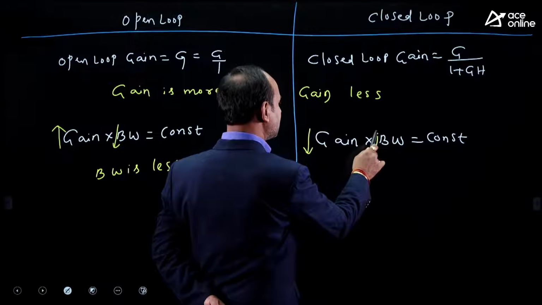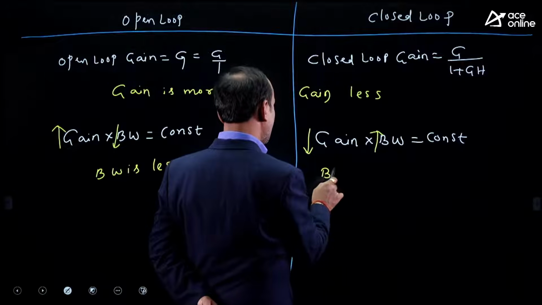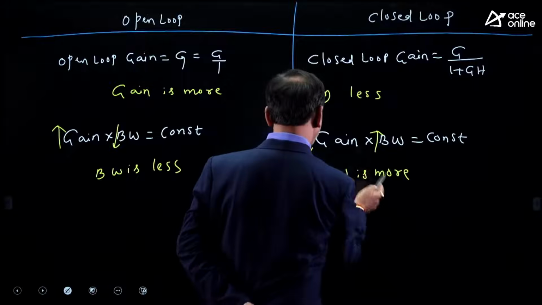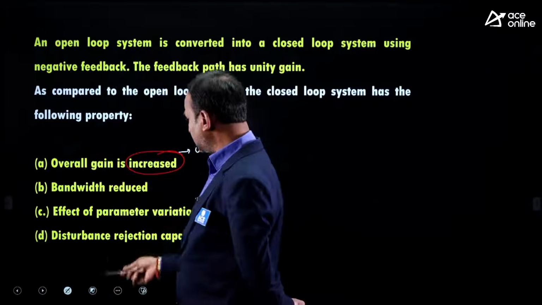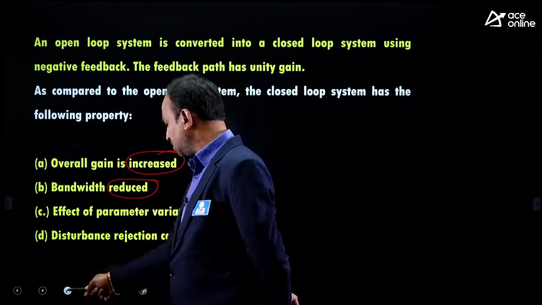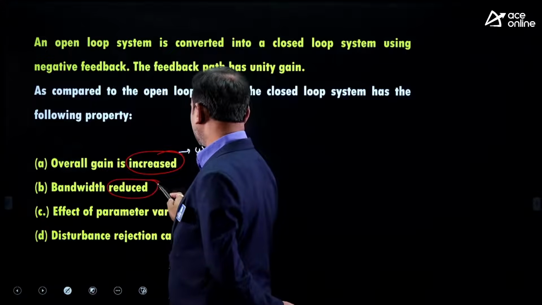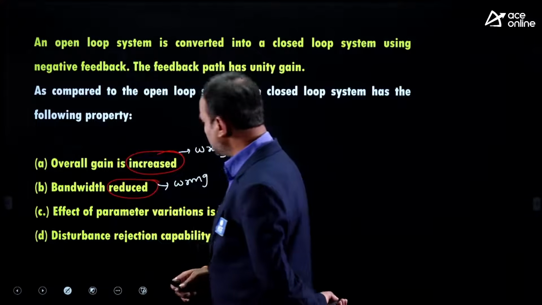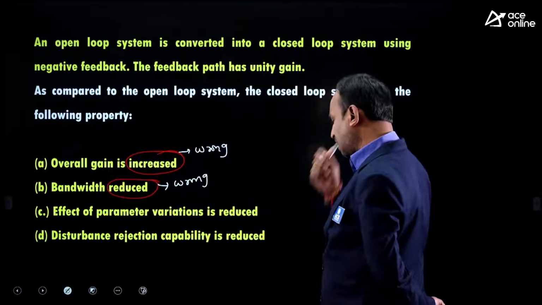Gain is less means bandwidth is more in the closed loop system. If open loop is converted to closed loop, bandwidth increases only. But bandwidth is reduced is given. Reduced is wrong. Bandwidth is increased is also wrong. Okay. Reduced. Now disturbance reduction capacity.